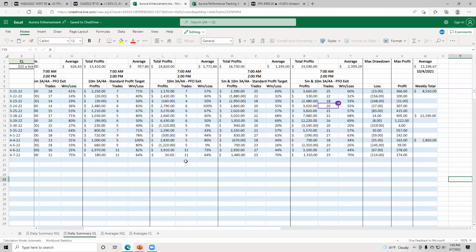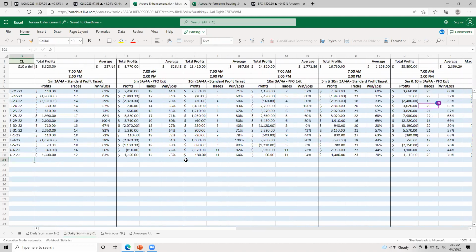These numbers that I'm sharing with you, by the way, are all on a per contract basis. So if you traded 10 contracts, it's 10 times the number that I'm sharing with you. So let's take a quick look at oil.